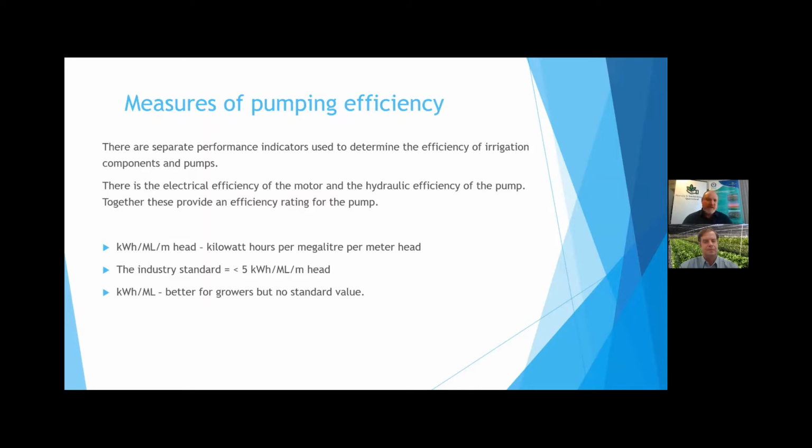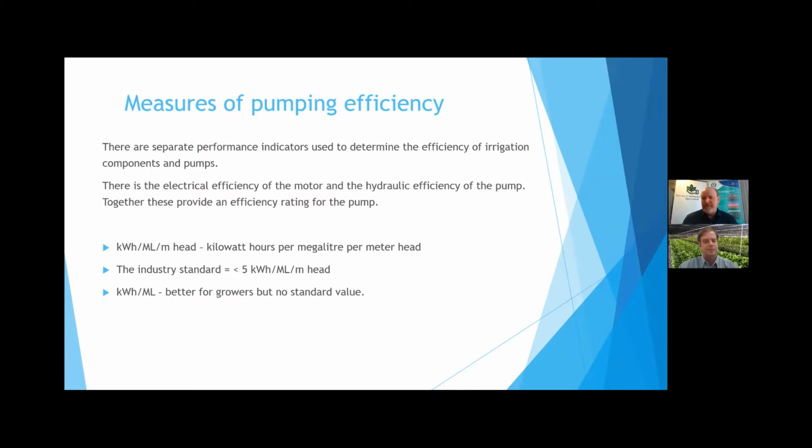If your system is operating at or below that 5 kilowatt hours per megalitre per metre head, then it is considered to be operating at its optimum efficiency. However, there are some cases where irrigation systems will operate above the benchmark, even though the pump is operating at its optimum efficiency. This is due to other influencing factors. So in some small systems, a pump will operate above the 5 benchmark rating, but it's basically because it's inherent in the pump. We'll get into that a little bit more later on.